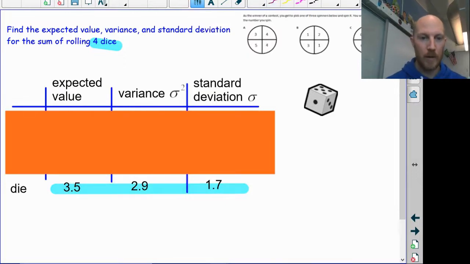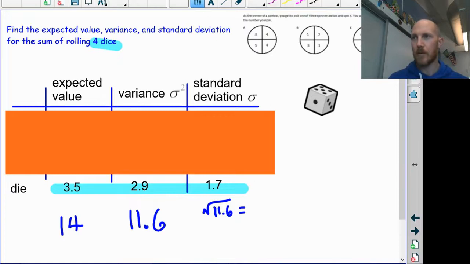Multiply by 4. 3.5 times 4 is 14. 2.9 times 4, 11.6. And then I can do the square root of 11.6 to get our standard deviation, just 3.4, if I can write it.